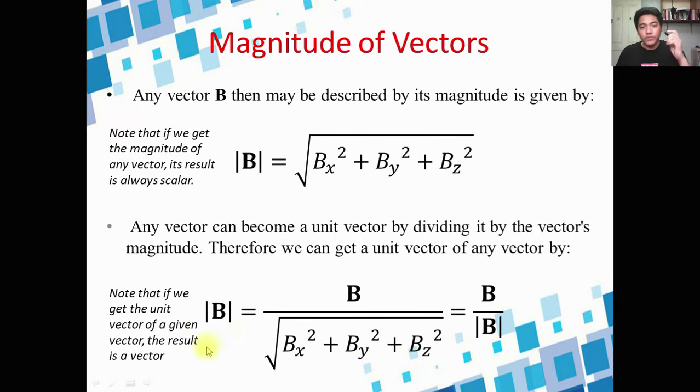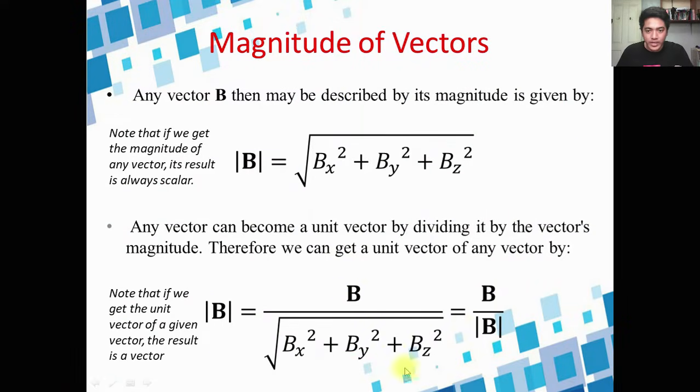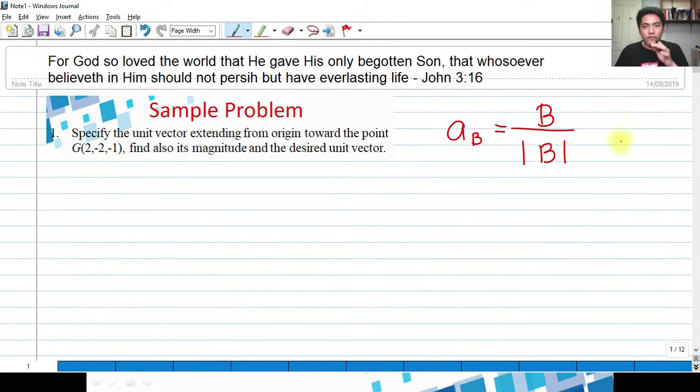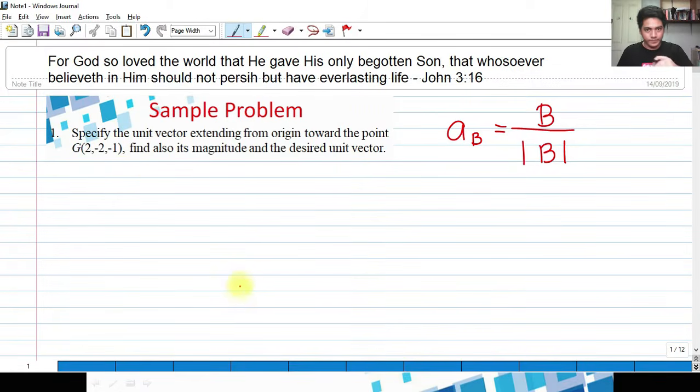In order for us to get the unit vector of any vector, where a sub b denotes the unit vector, we need to have the vector divided by its magnitude. So as you can see here, b over the magnitude of b, which is equal to this, as we have shown a while ago. And again, if we get the unit vector of any vector, the result is always a vector. Remember that. So let's try to have a sample problem.